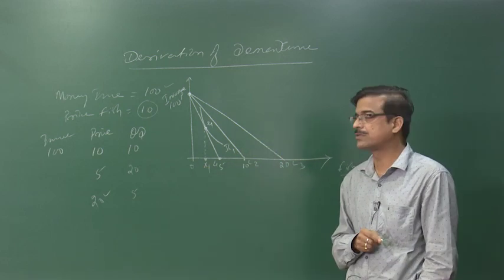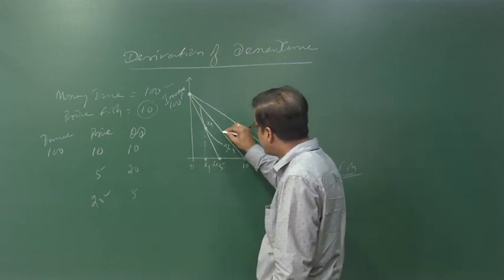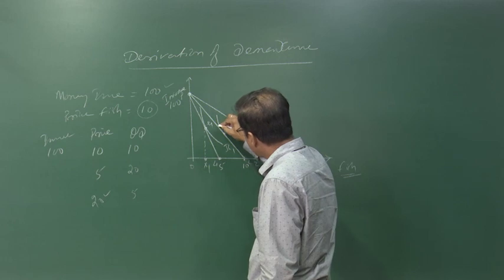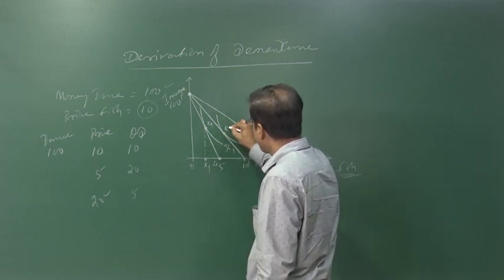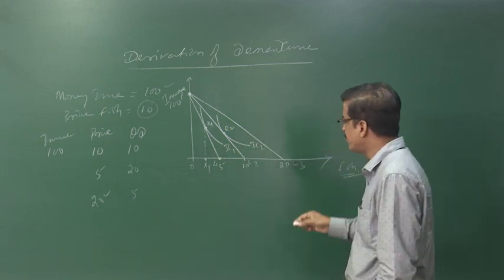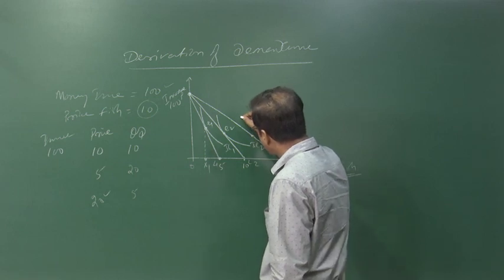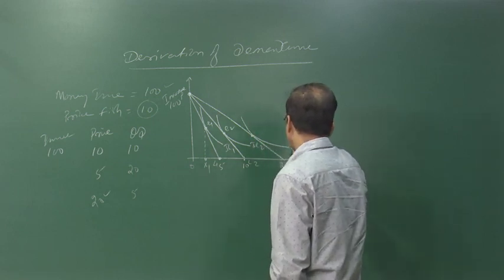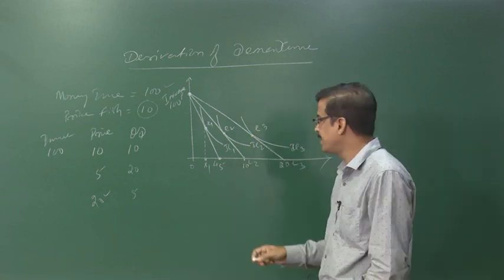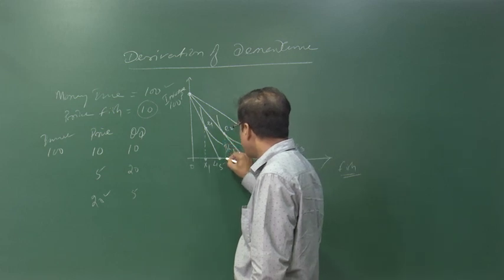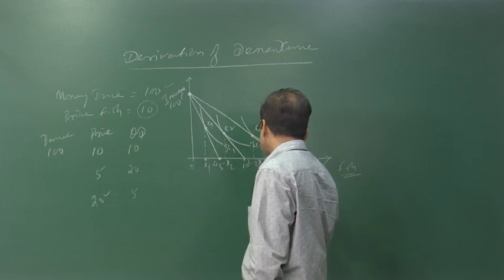The 20 rupees. And when the price falls to 10 rupees, the indifference curve is here, let us say IC2, and it is tangent at the point E2. And when the price falls to 5 rupees, then the indifference curve moves further, this is IC3, and he will consume at the point E3. That means the consumption is x2 here, and here the consumption is x3.